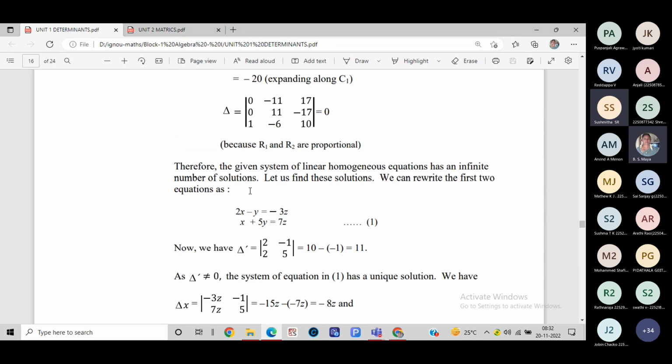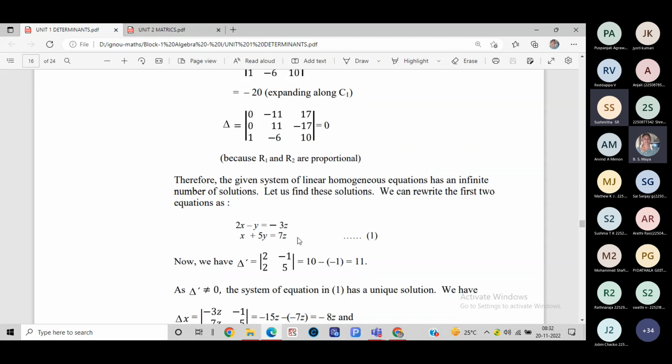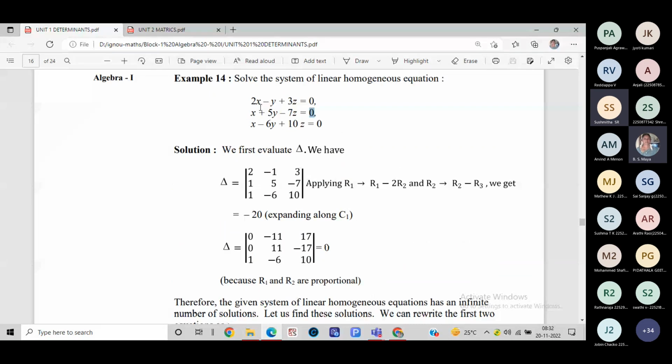Then you have to take the equations 2x minus y plus 3z is equal to 0, and x plus 5y minus 7z is equal to 0. I am taking these two equations to find the unknown values. We should find all three unknown values in a homogeneous equation. But now the second problem, delta values are getting 0. Clear?